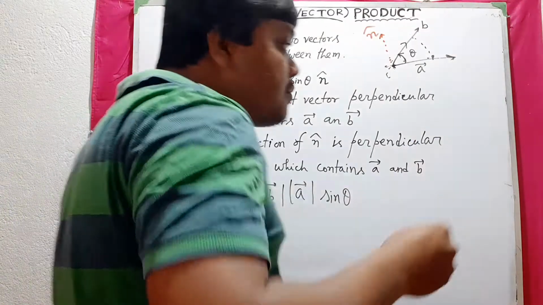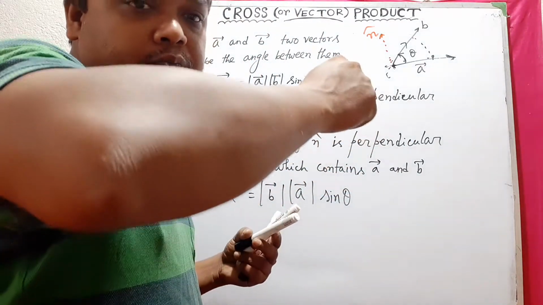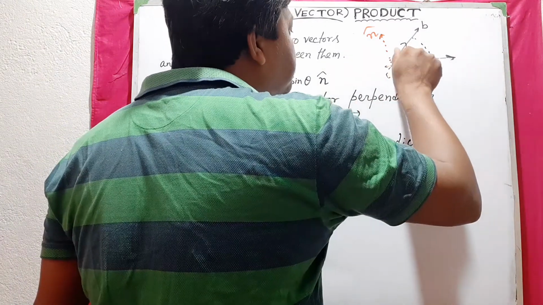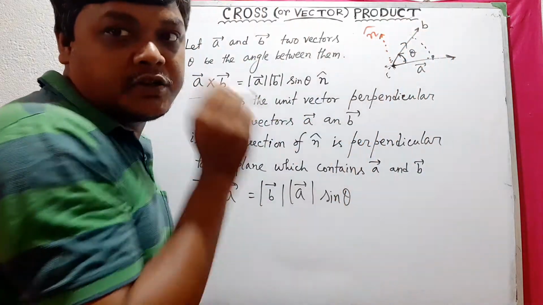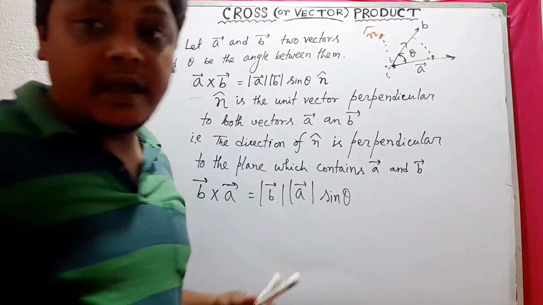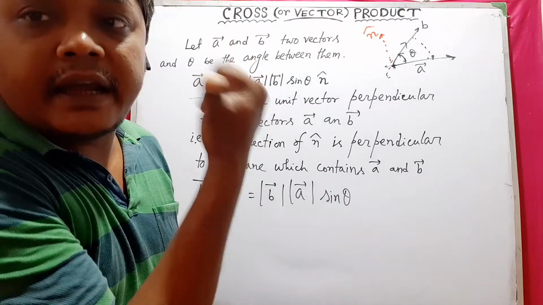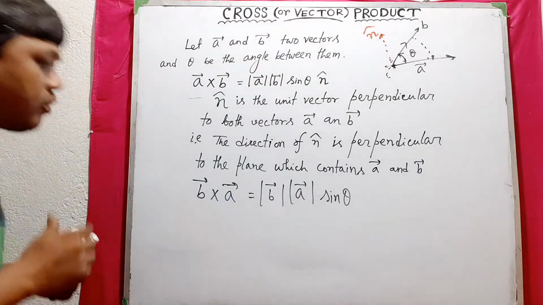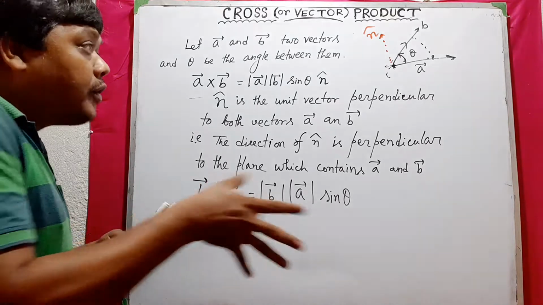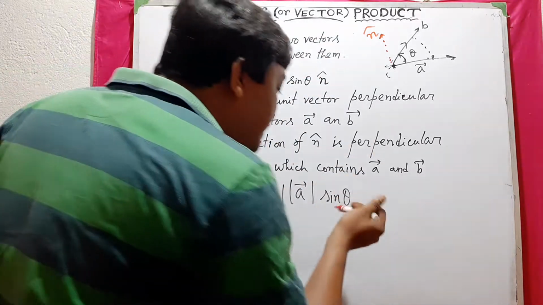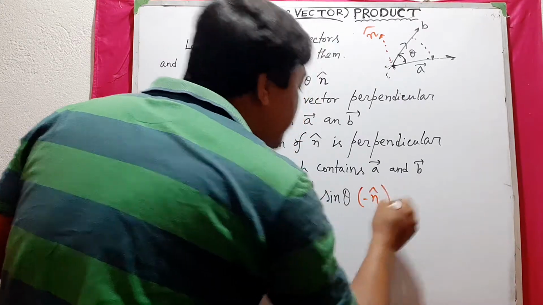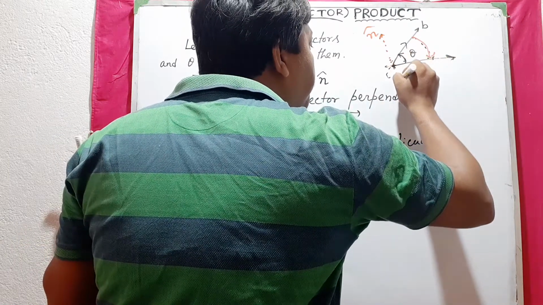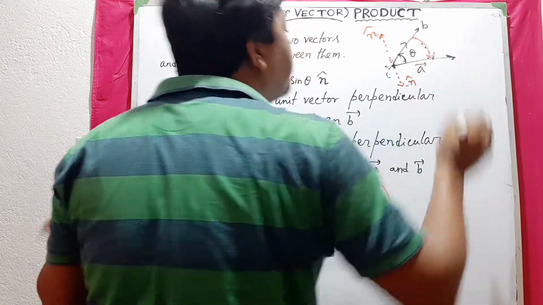স্ক্রুটাকে যদি ক্লকওয়াইজ ডিরেকশনে ঘোরাই তাহলে স্ক্রুটা ভিতরের দিকে ঢুকে যাবে, মানে বোর্ডের পেছন দিকে চলে যায়। তার মানে বাইরের দিকটাকে যদি পজিটিভ এন ক্যাপ ধরি তাহলে উল্টো দিকটা নেগেটিভ এন ক্যাপ। তাহলে বি ক্রস এ হচ্ছে মড বি মড এ সাইন থিটা অ্যাকর্ডিং টু দিস ডিরেকশন, দ্যাট ইজ মাইনাস এন ক্যাপ। ক্লিয়ার?